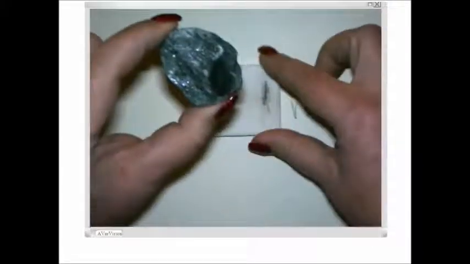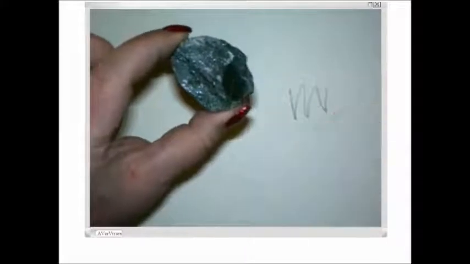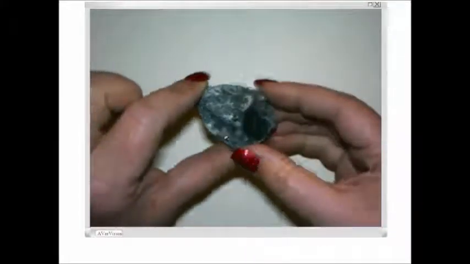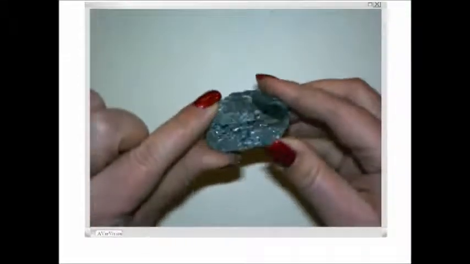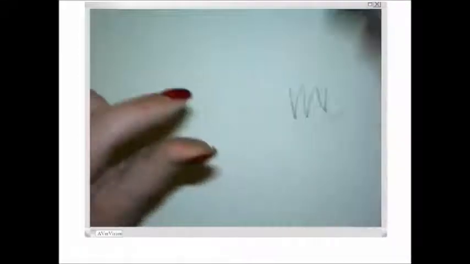It streaks a slightly brownish, reddish color, and the mineral itself is obviously not that color. And on your test, I will provide you with a streak plate so you can streak test hematite to see if in fact it is hematite. This mineral has fracture, by the way.